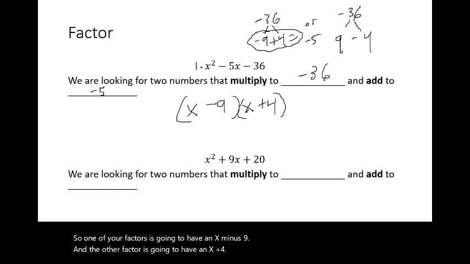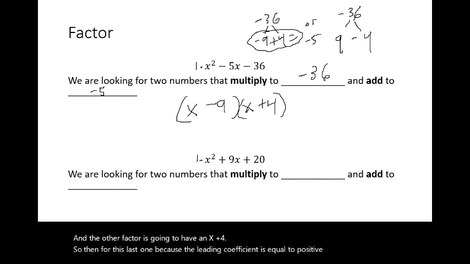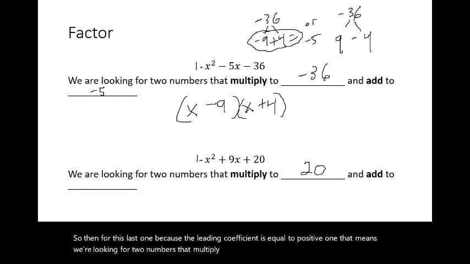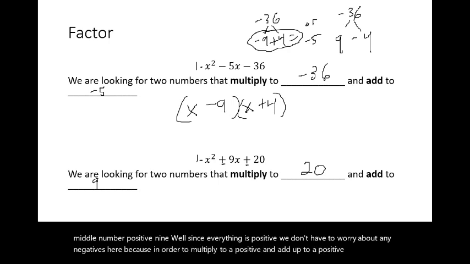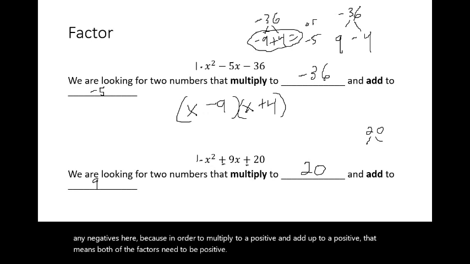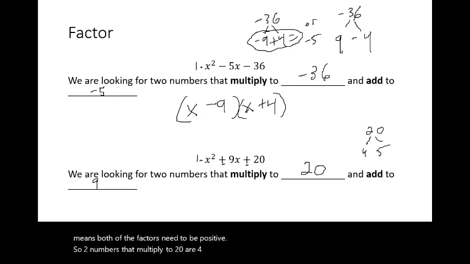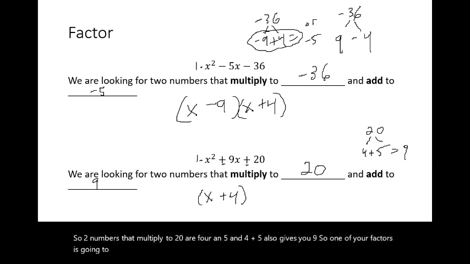So then for this last one, because the leading coefficient is equal to positive 1, that means we are looking for two numbers that multiply to the last number, positive 20, and add up to the middle number, positive 9. Well, since everything is positive, we don't have to worry about any negatives here, because in order to multiply to a positive and add up to a positive, both of the factors need to be positive. So two numbers that multiply to 20 are 4 and 5, and 4 plus 5 also gives you 9. So one of your factors is going to be x plus 4, and your other factor is going to be x plus 5.